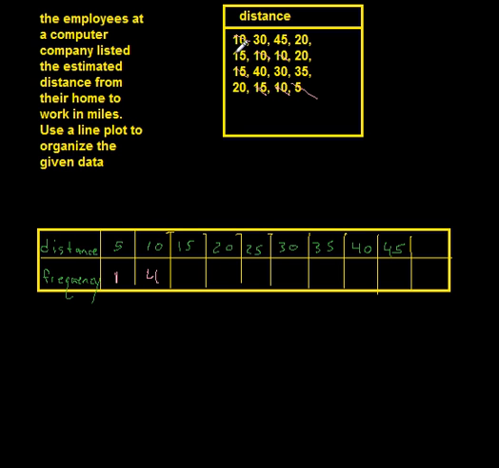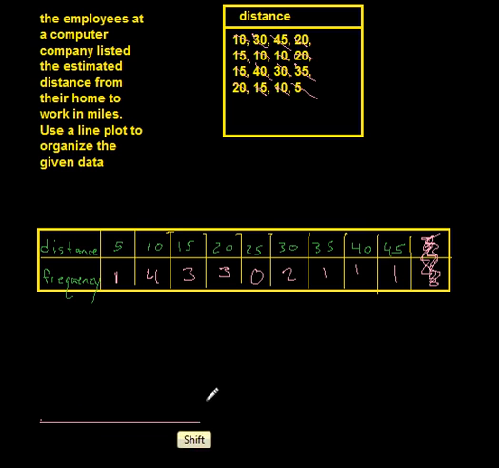How many 15s do I have? I got 1, 2, and 3. How many 20s? 1, 2, 3 20s. 25s, 0 25s. About 30s, I got 1, 2, and how many 35s? 1 35. 40s, 40 appears once, and also 45 appears one time. And this last box isn't needed, so I'm just going to scribble it out. And then the problem actually says use a line plot, so that's what we'll do next here.